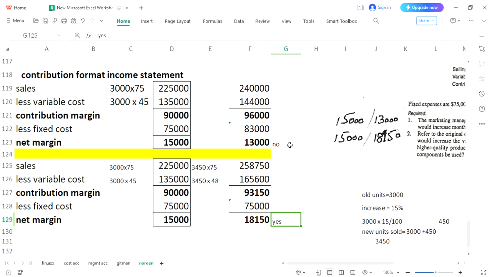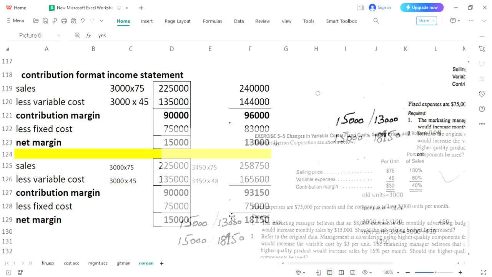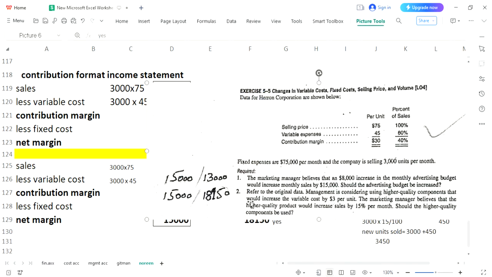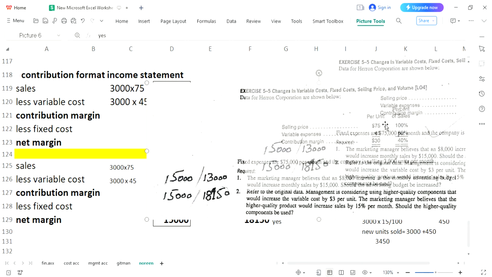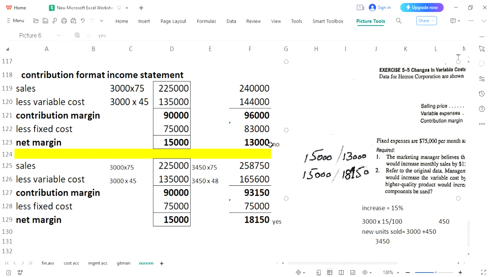So these are different aspects of managerial accounting where you will face several situations and you will not be solving large or bigger questions. You will be solving very small statements with which you can decide. This was our question 5.5 and we have seen it. There were two portions, 1 and 2, and we have solved all four portions. 13,000, this was your answer over here, and 18,150, this was your answer.